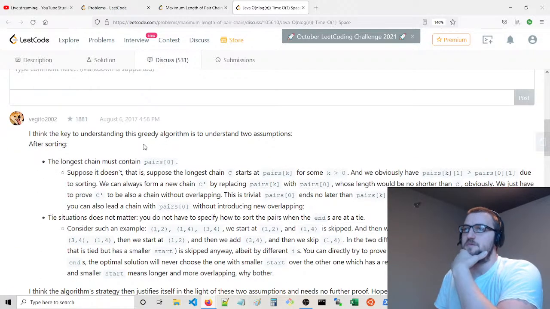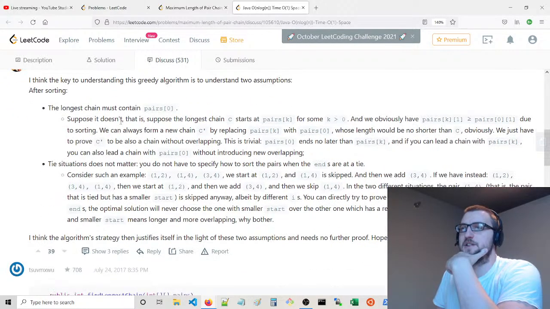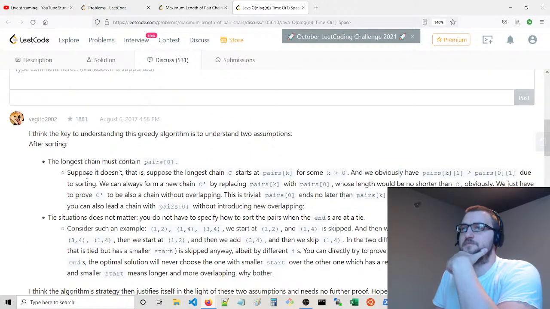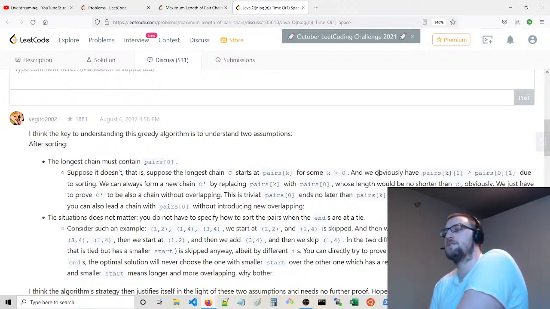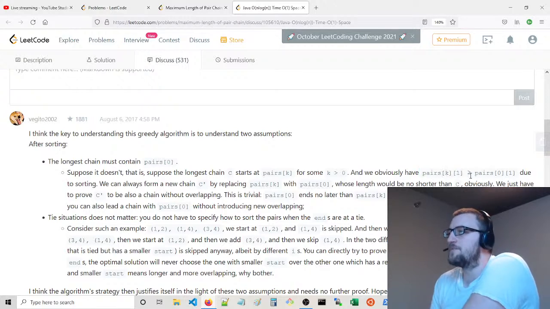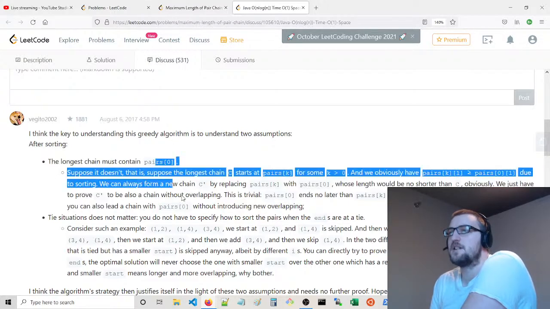Key to understanding the greedy algorithm is understanding two assumptions. After sorting, the longest chain must contain pairs of 0. Suppose it doesn't. That is, suppose the longest chain C starts at pairs k for some k greater than 0. We obviously have pairs of k1 greater than or equal to pairs of 0, 1 due to sorting. You can always form a new chain C prime by replacing pairs of k with pairs of 0, whose length would be no shorter than C, obviously. We just have to prove C prime is also a chain without overlapping. This is trivial. Pairs of 0 ends no later than pairs of k. And if you can lead a chain with pairs of k, you can also lead to a chain with pairs of 0 without introducing new overlapping. Right, so that one I got.